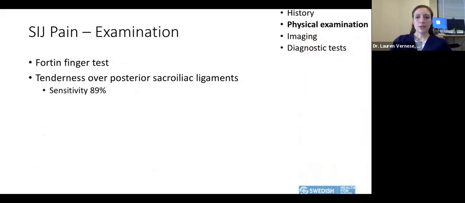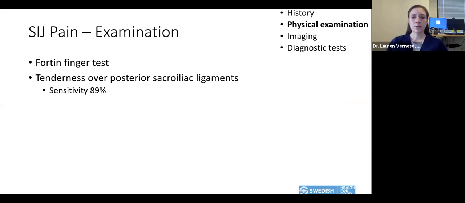So for the examination, we're going to go over a couple of things that unfortunately you have to combine. There's not one test that's really great for diagnosing SI joint dysfunction. And I do want to note that before my exam even starts, I actually examine them when I walk in the room. When I open the door, I'm looking at, are they grimacing, how are they sitting? Are they shifting their weight constantly? So really my exam starts from the second I see the patient.